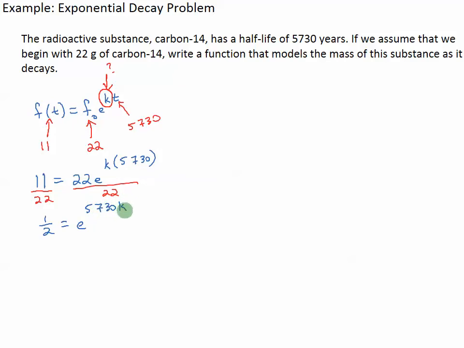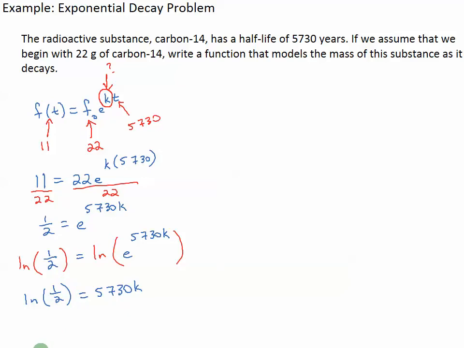On the right side, I have e to the k times 5,730, which is more commonly written as 5,730k. Now to get the variable out of the exponent, I'll take a natural log of both sides. I could use any log that I want, but since this is base e especially, I'm going to choose the natural log. So I get the natural log of 1/2 equals the natural log of e to the 5,730k. And since I have a natural log base e and an exponential in base e, they're going to cancel out to leave just 5,730k on the right side. And on the left side, I still have the natural log of 1/2. Finally, divide both sides by 5,730.